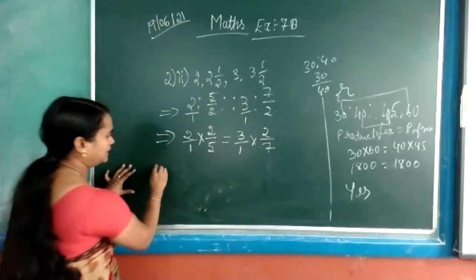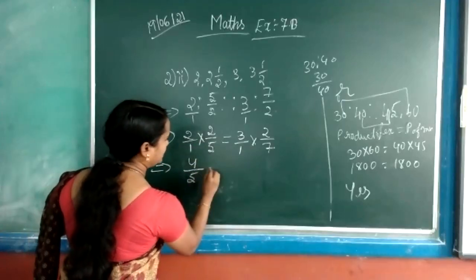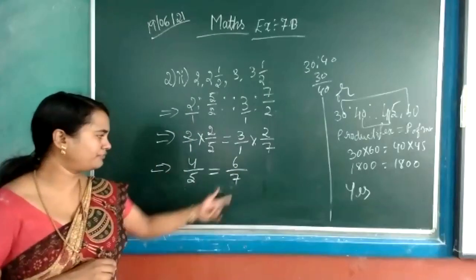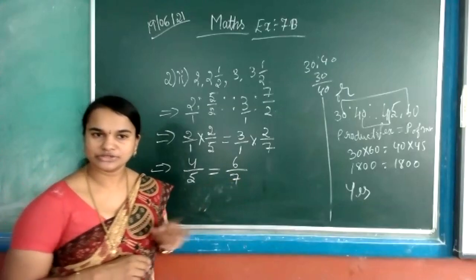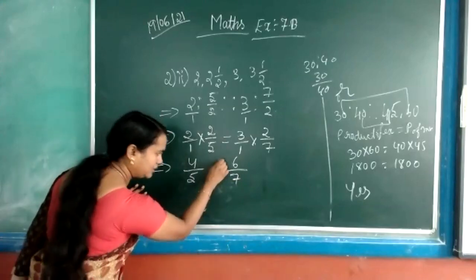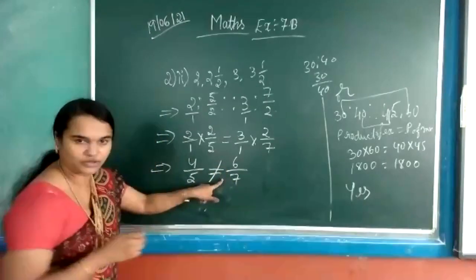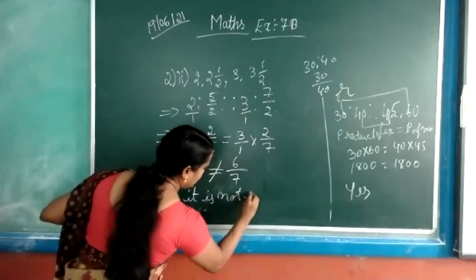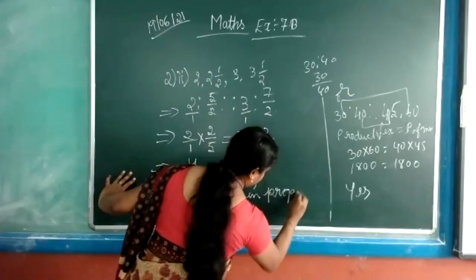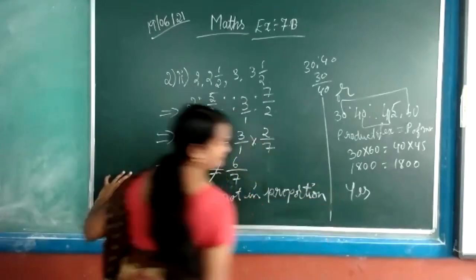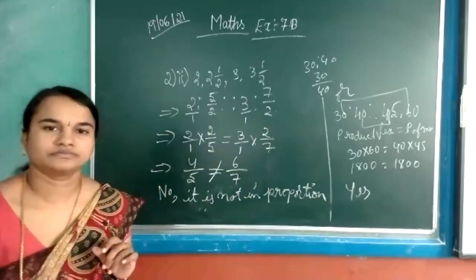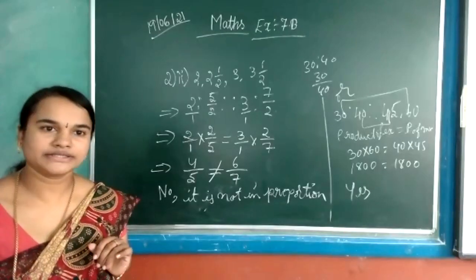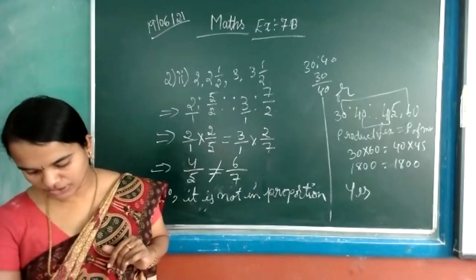Understood? Now multiply: 2 into 2/5 equals 3 into 2/7. Now you see here, in the first part we got 4 upon 5, in the second part we got 6 upon 7. So is it in proportion? No. Then cross it here, it is not equal. Okay, here put one cross and write down no. It is not in proportion. Clear? Understood? Now one more question also I will solve, then it will be clear to you.